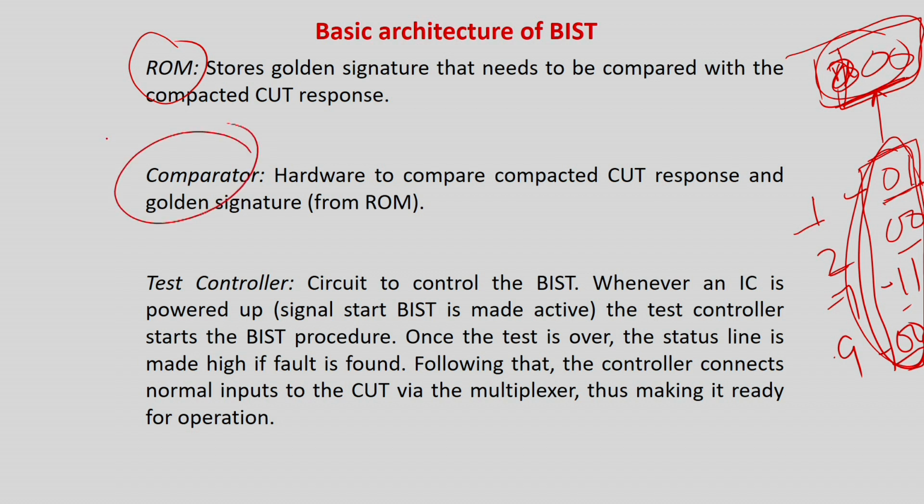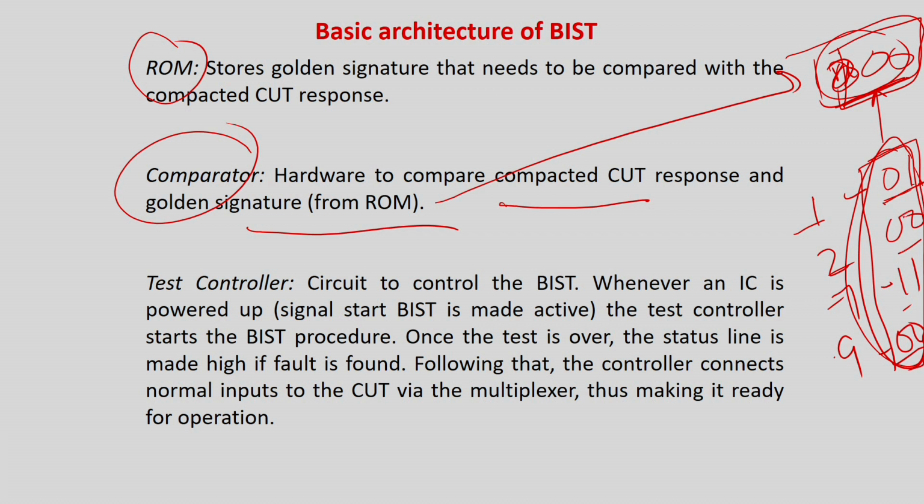So the comparator is very simple. It will compare the compacted CUT response with the golden signature from the ROM. So basically this is your golden signature, that is the expected compacted response. And basically these are the CUT outputs. They are again compacted and matched with the golden signature.